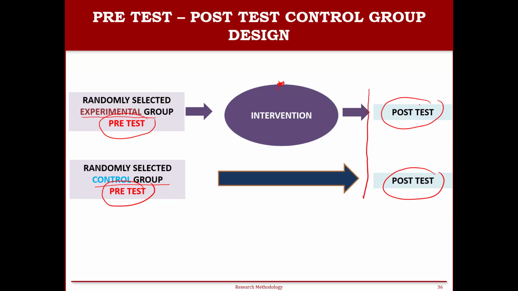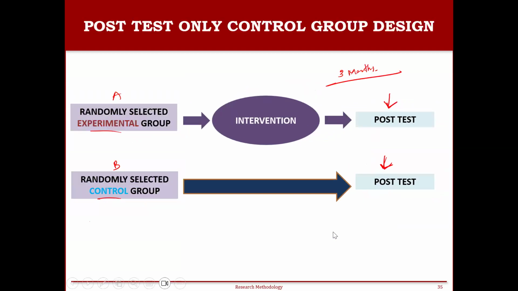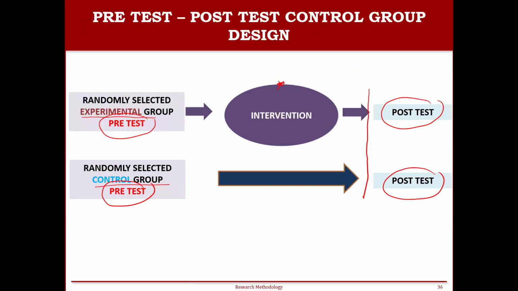Right? So after a certain period, we can conduct a post-test for both the experimental group and the control group, and we can measure the outcomes. So then we can have a very good comparison here because we have pre-test data and post-test data for both the experimental and the control group. So that would be more effective than the post-test only control group design, right?